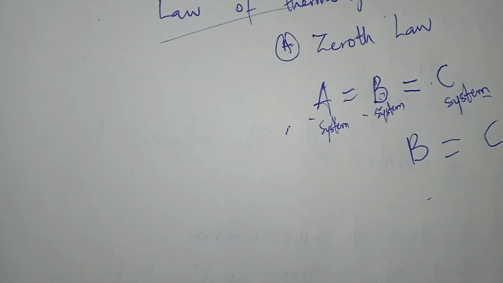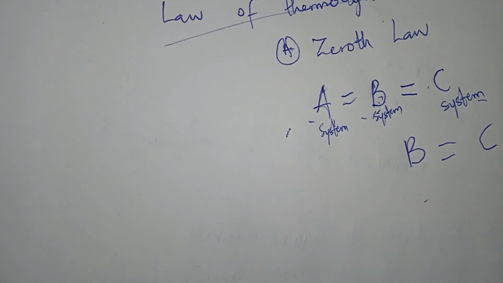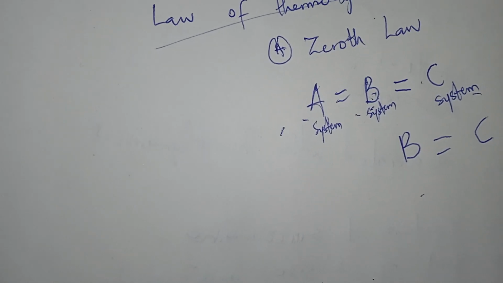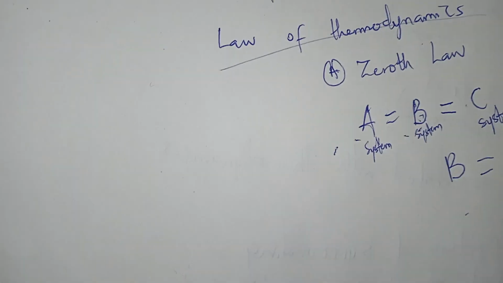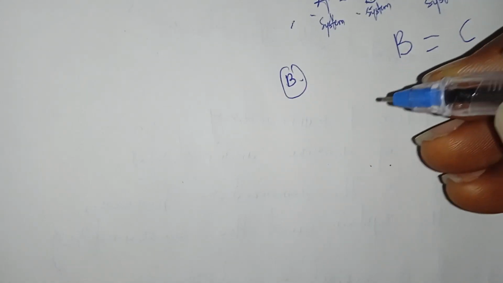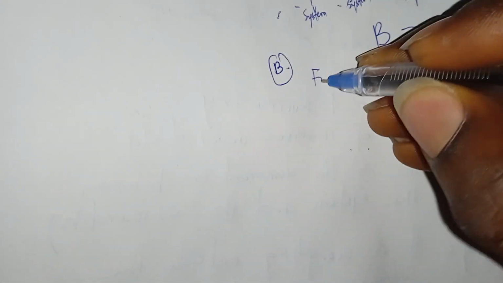This law is supposed to be the fourth law. It was discovered last, but when you check it, it's supposed to come before every other law. That's why we say that it is the zeroth law of thermodynamics. So we'll move to the first law. The first law of thermodynamics.